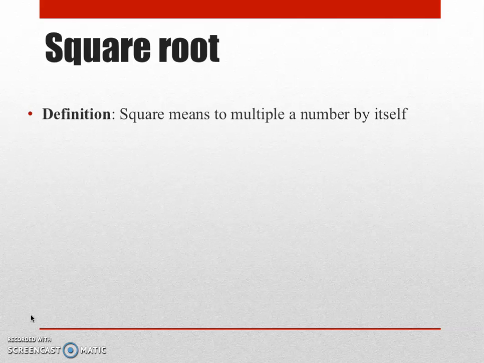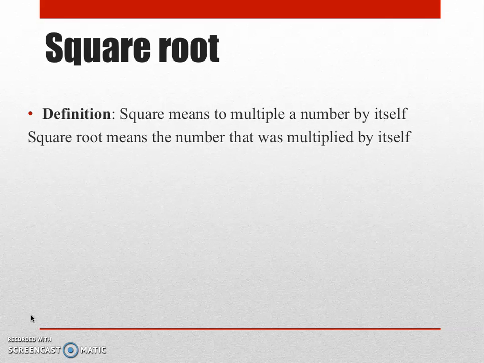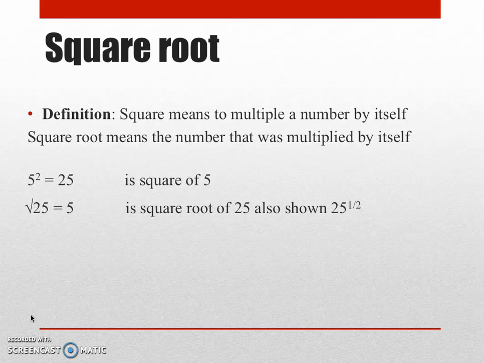Today we're going to talk about square root of a number. So as the definition says, a square means to multiply a number by itself. And so the square root of a number is the number that was multiplied by itself to give us that number. So 5 squared is 25. So we can say 25 is the square of 5. Then the square root of 25 will be 5.